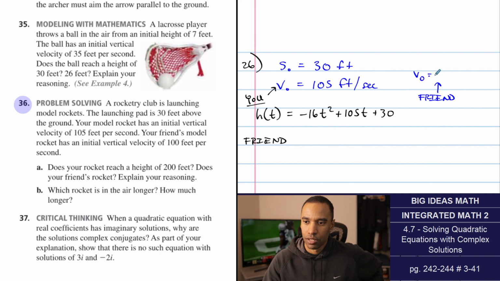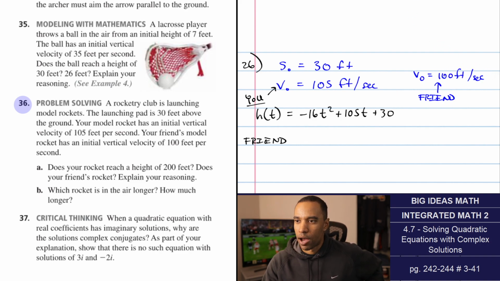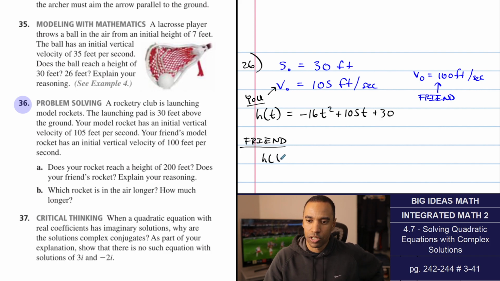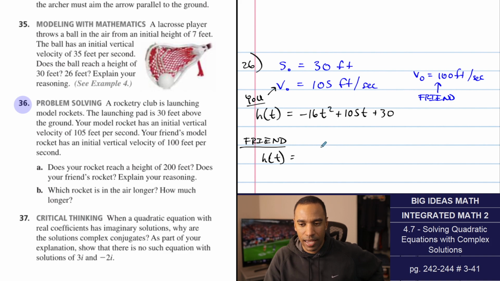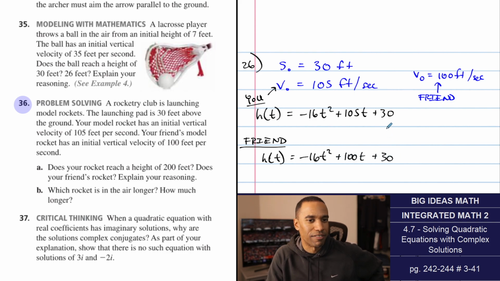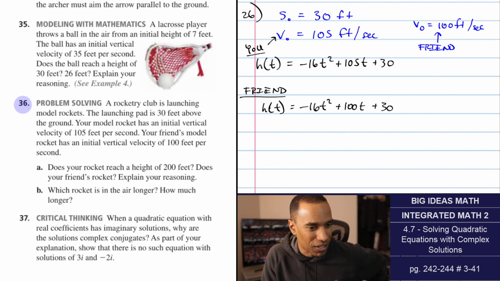Sorry about this. 100 feet per second. So your friend's model will be h of t equals... I should probably just use two different things for this. Instead of height, I should say altitude or something. Or friend of t: negative 16t squared plus 100t plus 30. I mean, that's the whole point of using function notation, is you can use different letters.